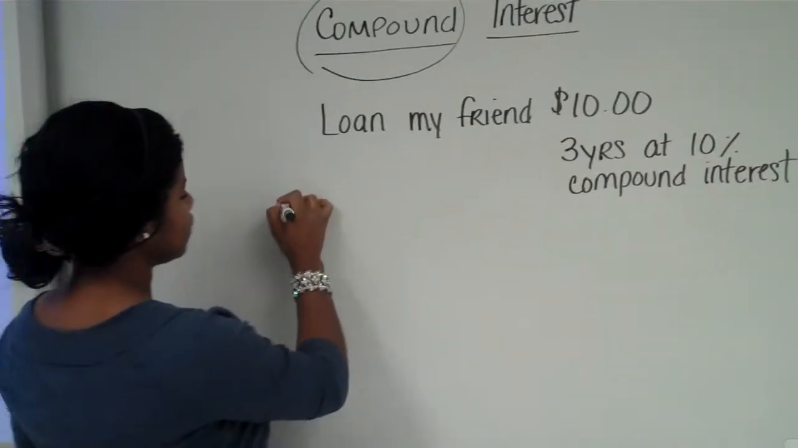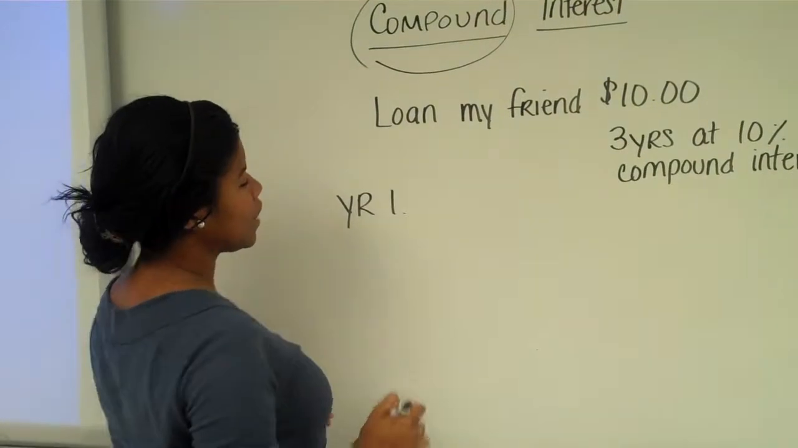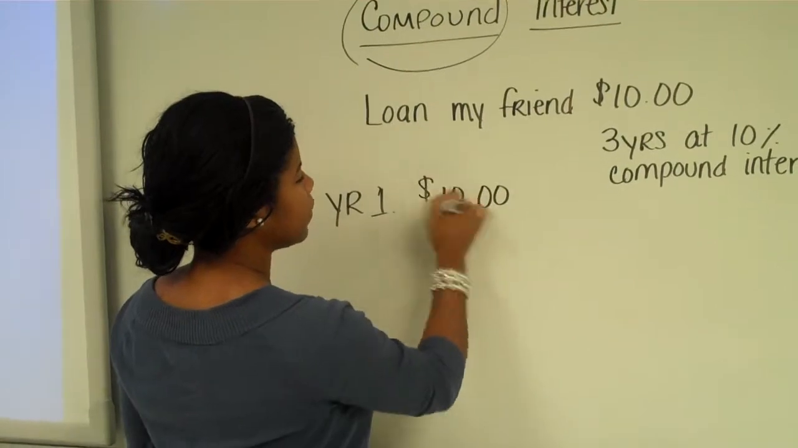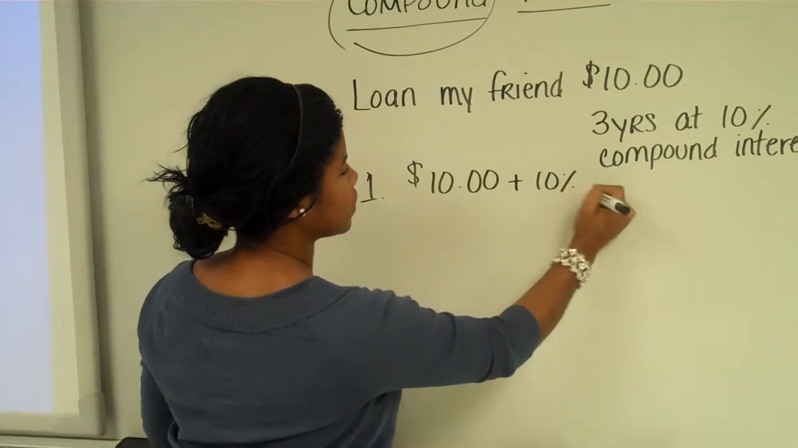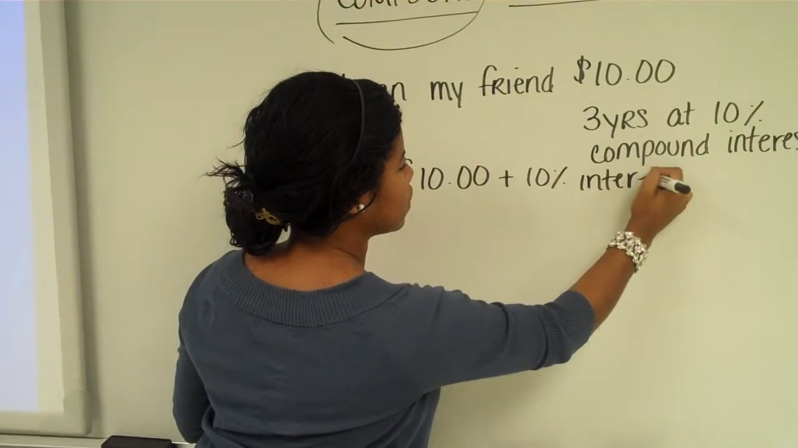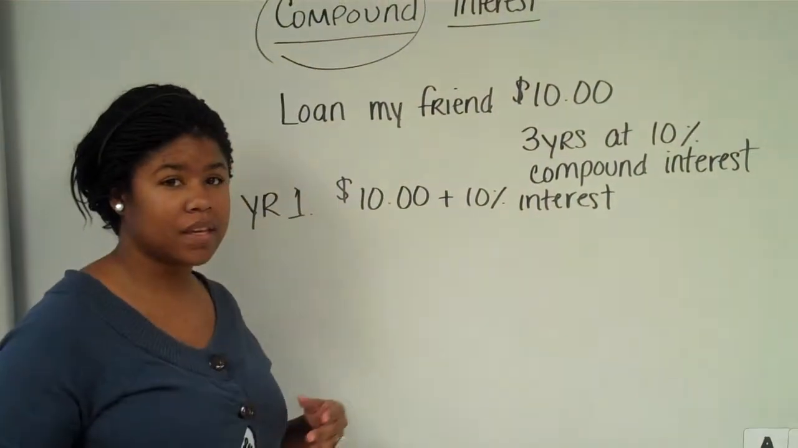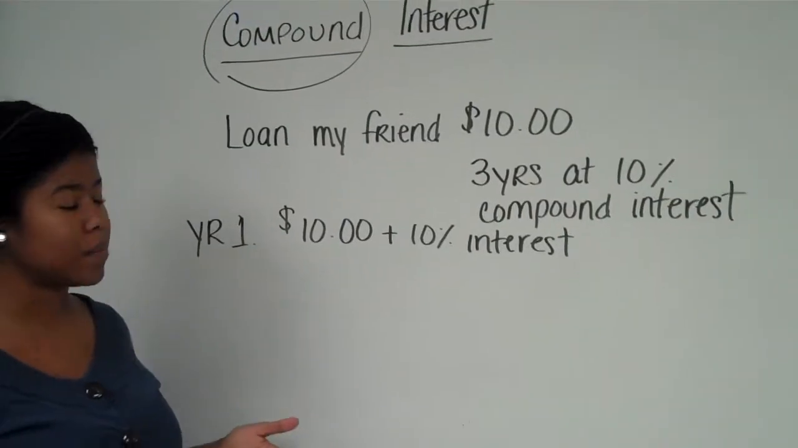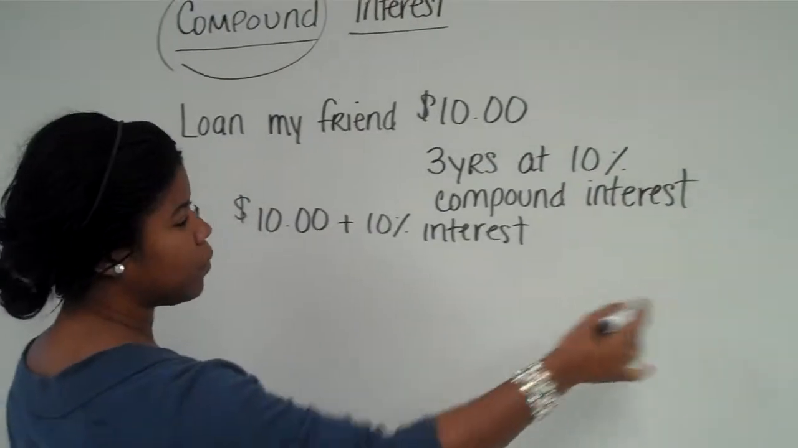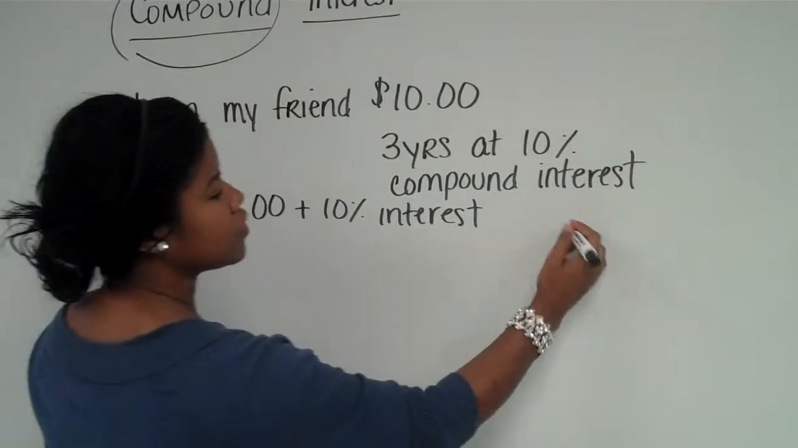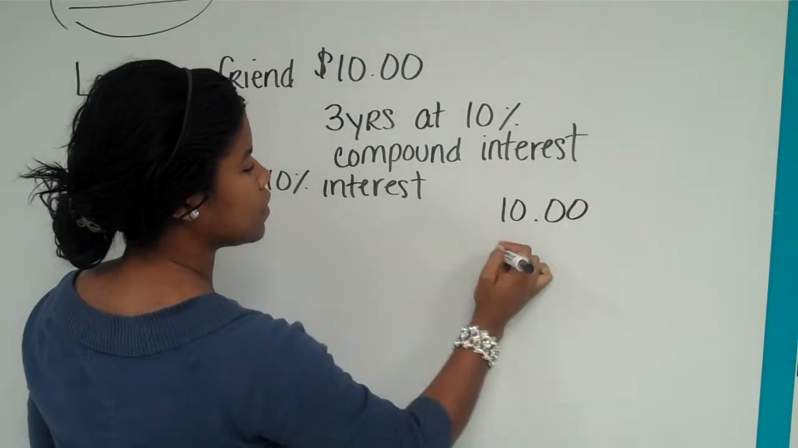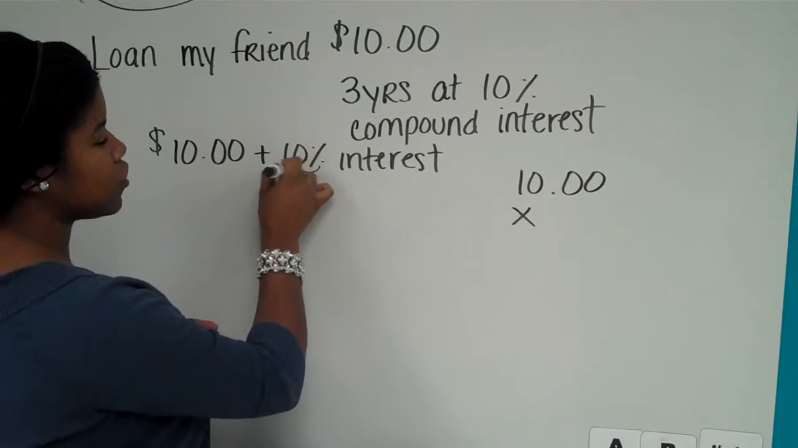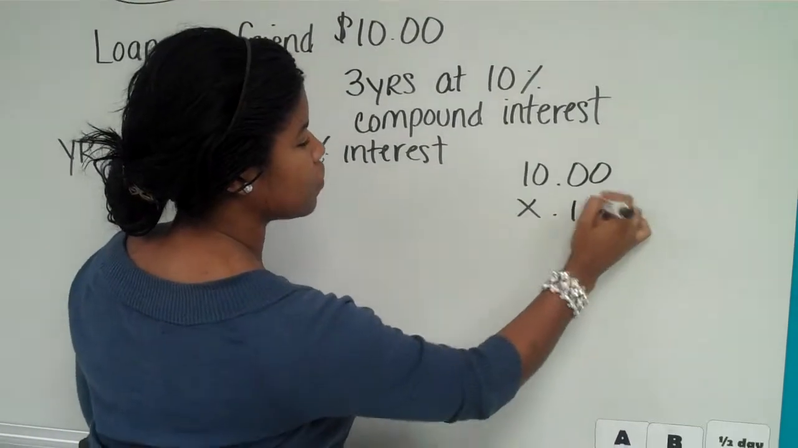So after year one, I know that my friend owes me $10 plus 10% interest. Now remember, from the mall field trip, we all know how to find out what is 10% of $10, like when we did those discounts at the mall. So I'm going to do my little calculations over here. I'm going to do $10 times 10%, and we want to turn that to a decimal by moving the decimal back 2 places, so that becomes 10 hundredths.